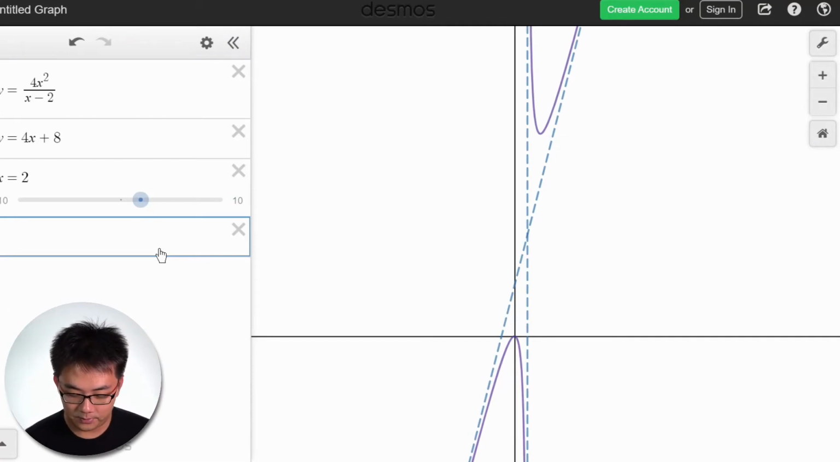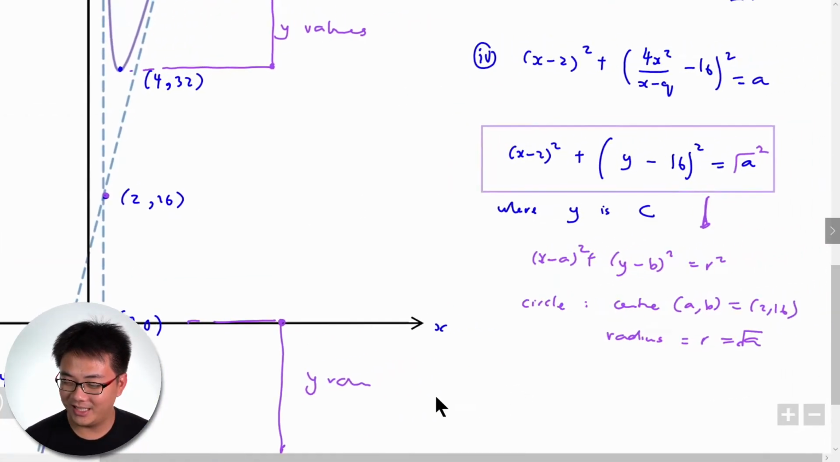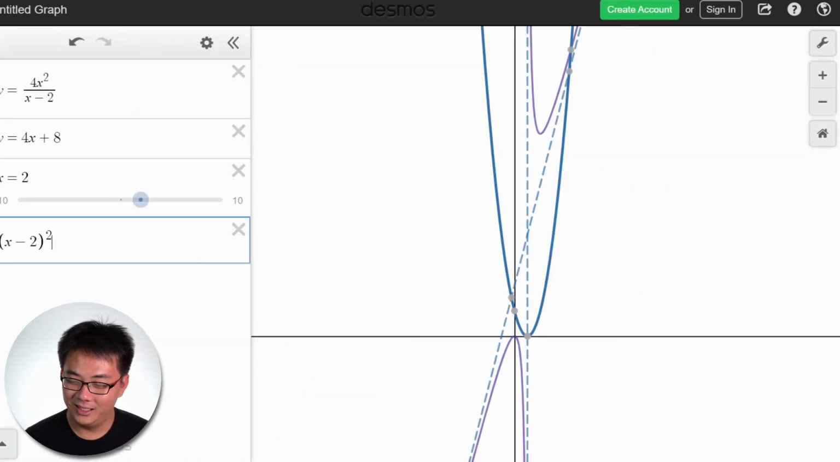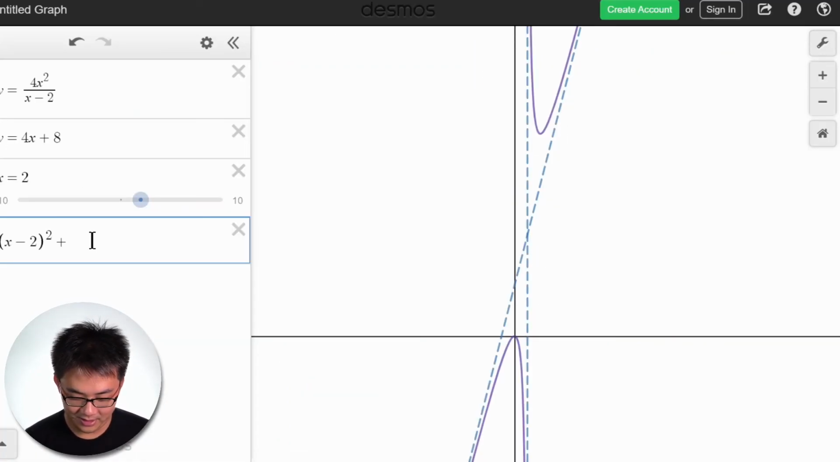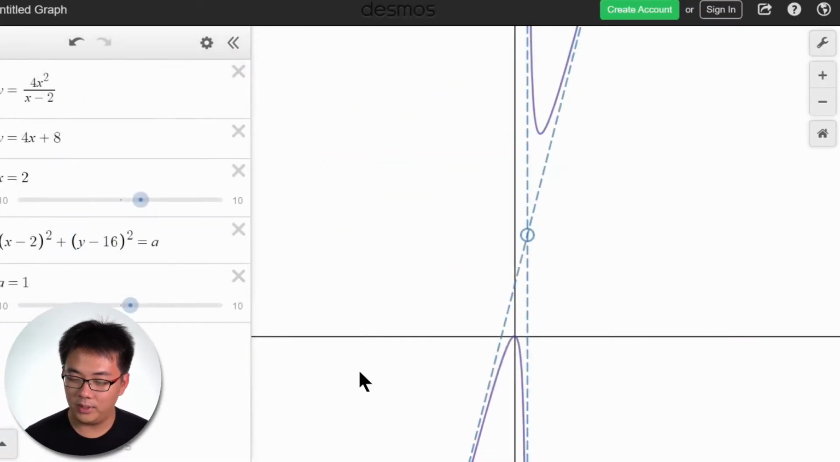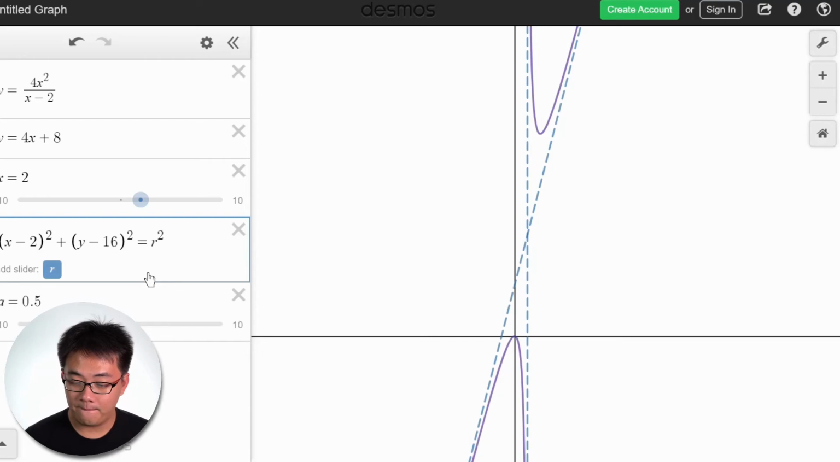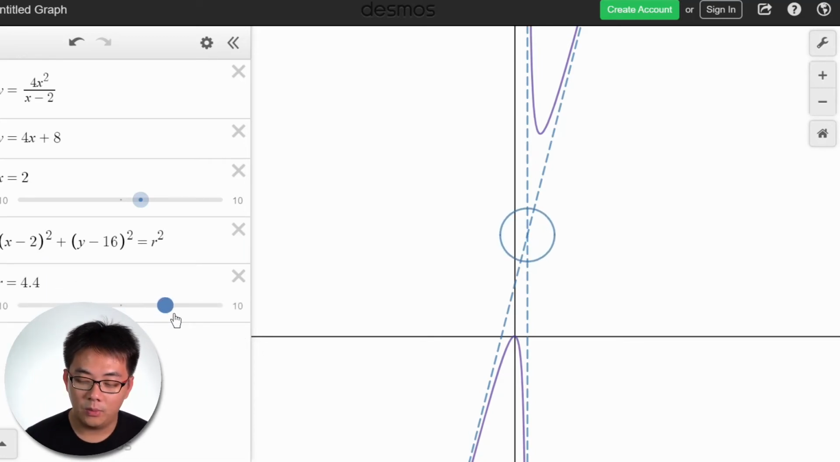This is (x minus 2) squared, plus (y minus 16) squared, and this would be a. So I'll just add an a. So with the different values of a, you see that it will just, oh my goodness, it's too slow. Maybe I should use r squared. So with different values of r, we will actually just cut.